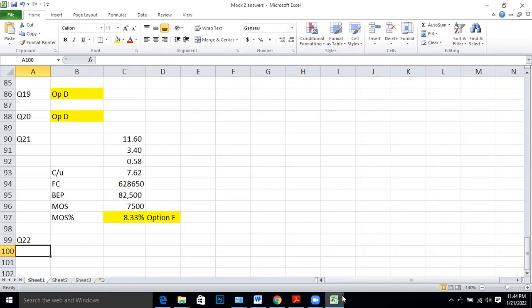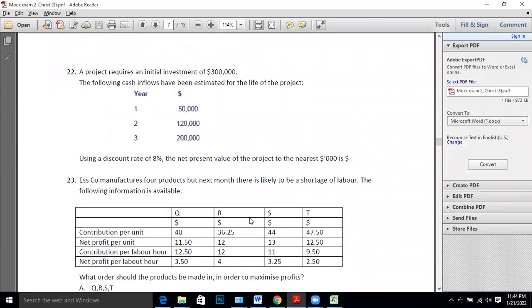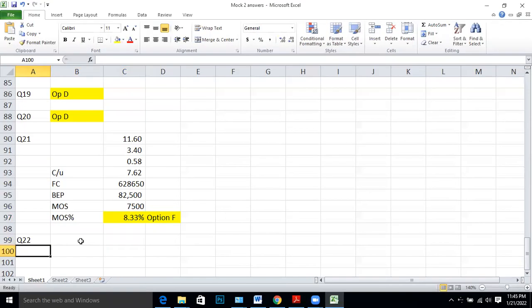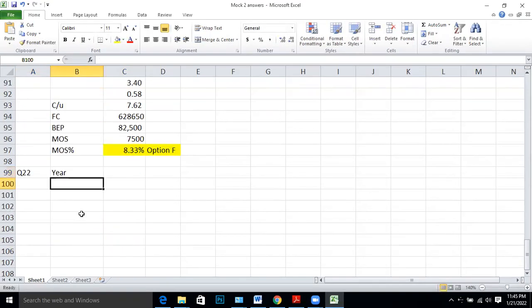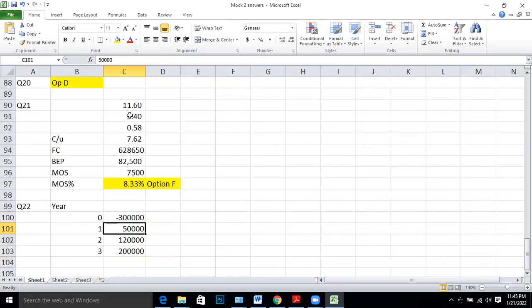Question number 22. A project requires an initial investment of 300,000. Following cash flows have been estimated for the life of the project. Using a discount rate of 8%, the NPV of the project to the nearest 1,000. 50, 120, 200. Here 0, 1, 2, 3. 50, 120, 200. That's the initial investment.